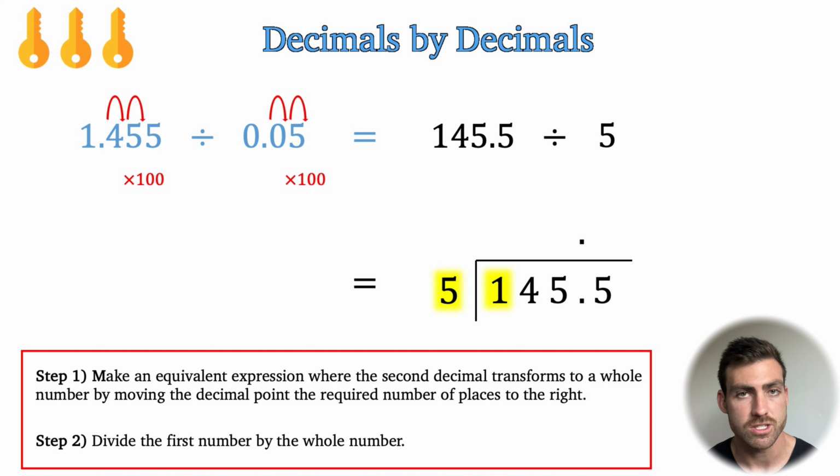Now dividing each digit. 5 does not go into 1, so we write a 0 and carry the 1 to the next digit. Next, we ask how many 5s go into 14, which is 2, remainder 4. Then how many 5s go into 45, which is 9. Finally, 5 goes into 5 once, and we are done.